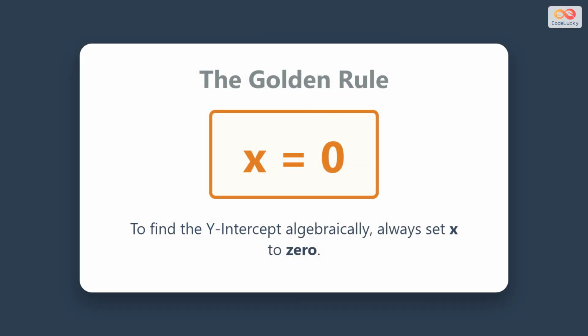There is a golden rule in algebra for finding this point. At the y-intercept, the value of x is always 0. This is because to stay on the vertical line, you cannot move left or right. You must stay at the center where x equals 0.